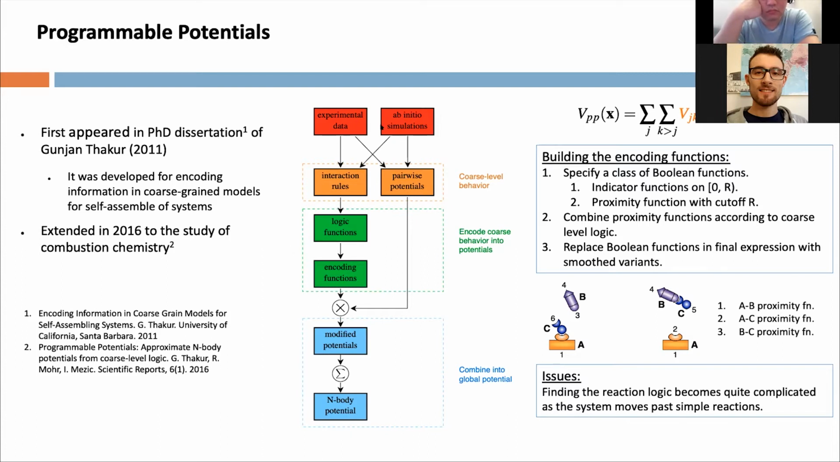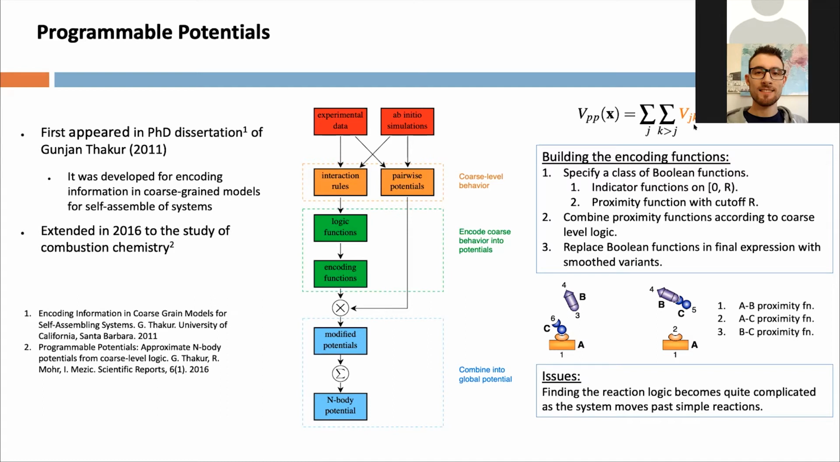So we either have experimental data or data from simulations. We take some pairwise potentials, and then we look at the system really hard and discover the coarse level interaction rules. This then goes down and we build logic functions that then get smoothed out into what we call encoding functions because they encode the coarse level behavior. Then these multiplicatively modify the pairwise potentials to get the modified potentials, and we get the n-body potential, which is taken here in this formula.